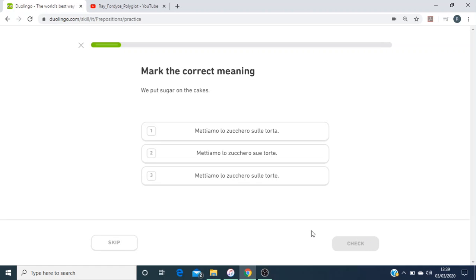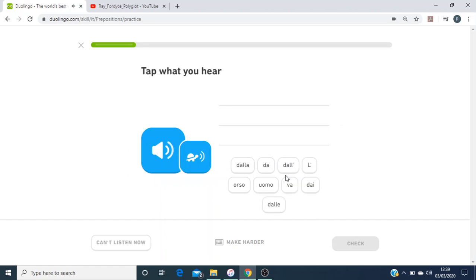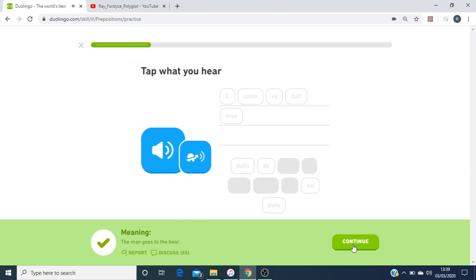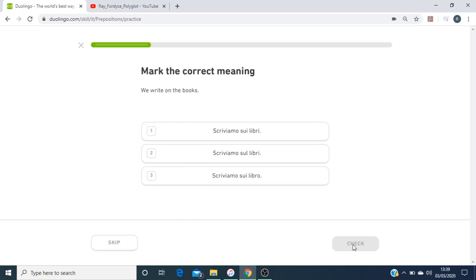We put sugar in the cakes. Mettiamo lo zucchero sulle torte. Oh, excuse me. L'uomo va dall'orso. The man goes towards the bear. No, goes from the bear. Goes to the bear. Okay, sorry. Just getting myself all confused.